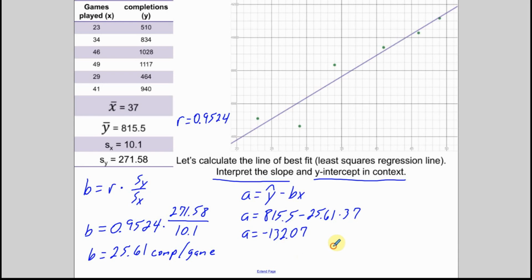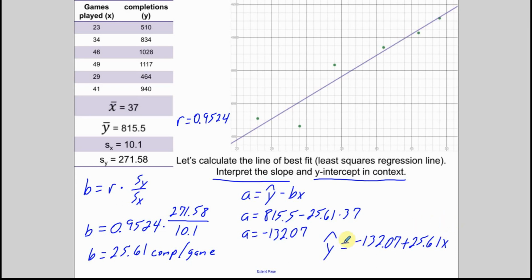So now our final model is y hat equals negative 132.07 plus 25.61. Oh, I left out the x. Okay. And so now if we wanted to estimate how many completions a quarterback would have after a certain number of games, we would plug that number in.